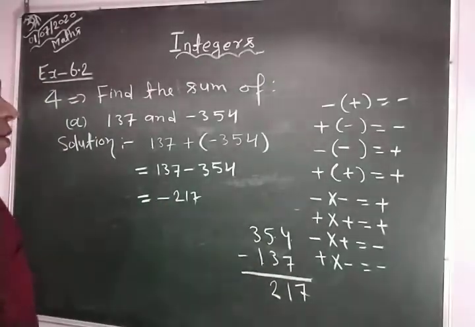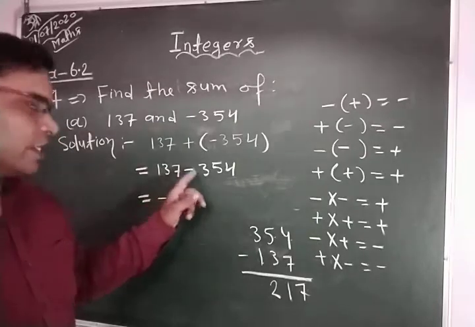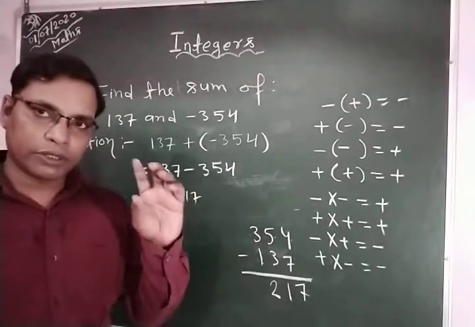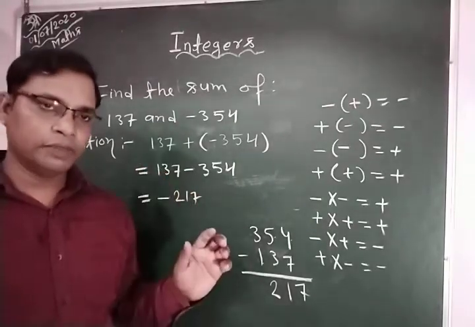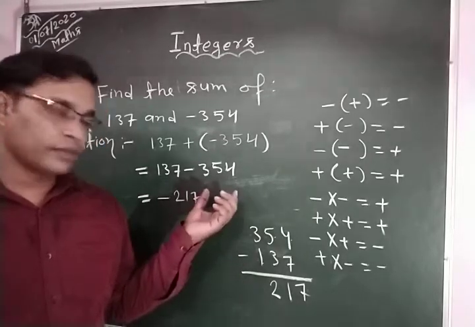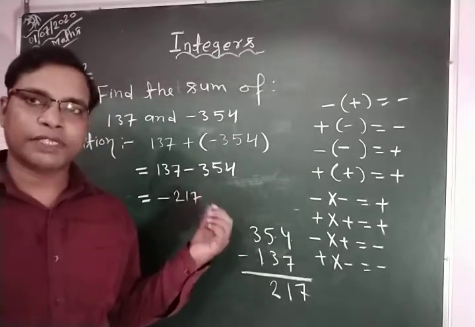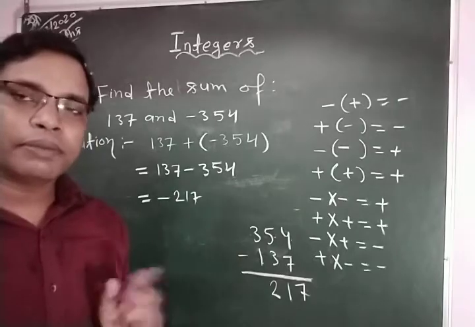Clear? Because this is positive and this is negative, the sign of both numbers is different. So it is clear that subtraction is needed here. We subtract the smaller number from the greater number.